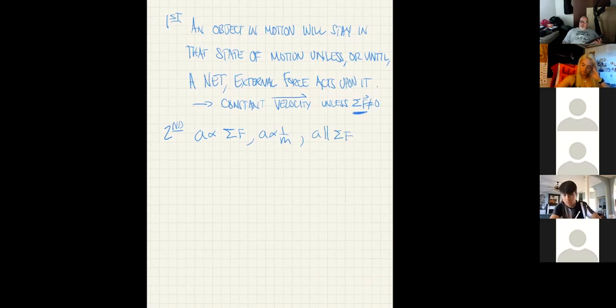Okay, so that's really what you need to make it a vector equation. And we normally write it like this: the summation of the forces is equal to an object's mass times its acceleration. And you can see, since mass is a scalar and it cannot be negative, obviously this tells you that the net force and the acceleration are directly parallel to each other, okay?